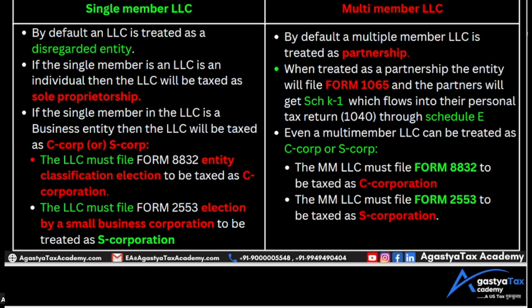The LLC must file form 2553, election by a small business corporation to be treated as S corporation.